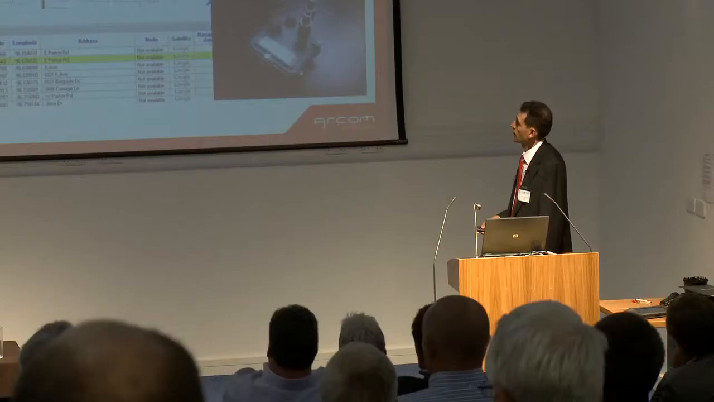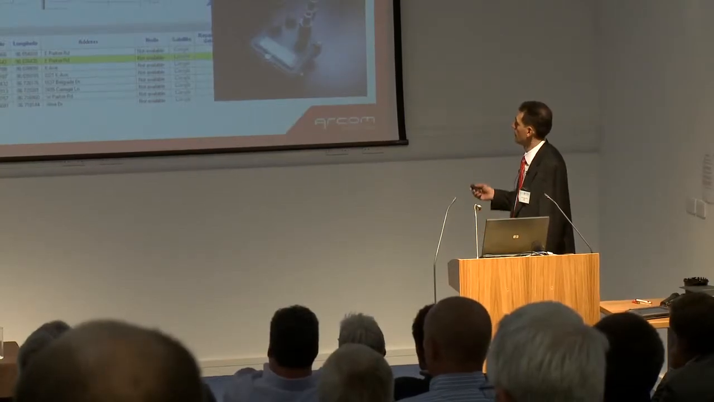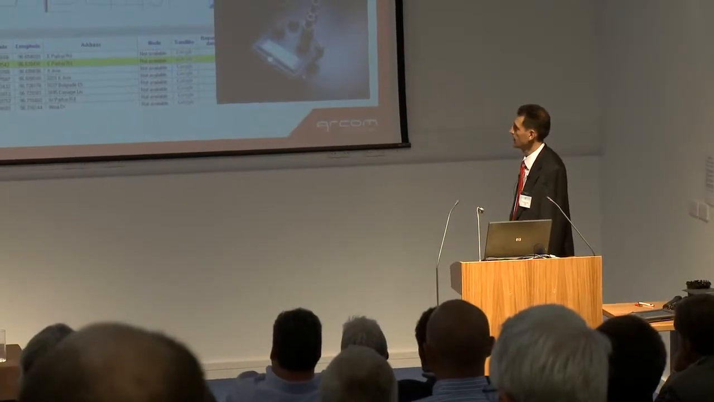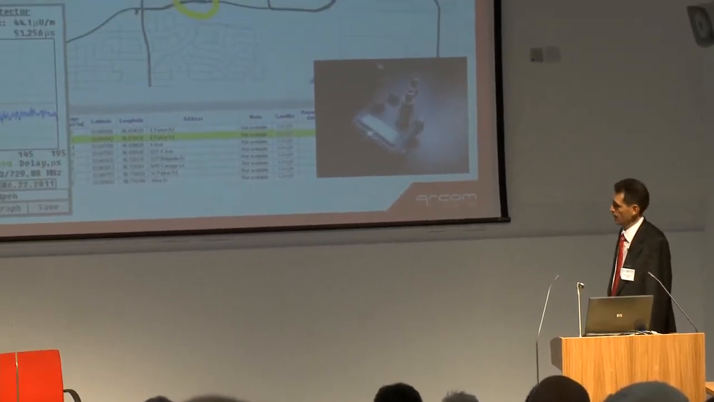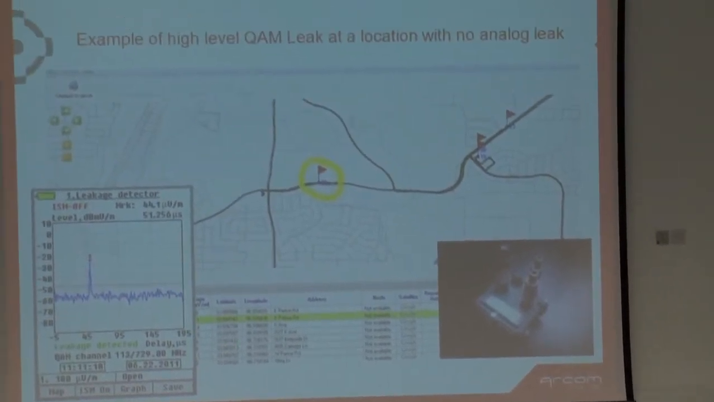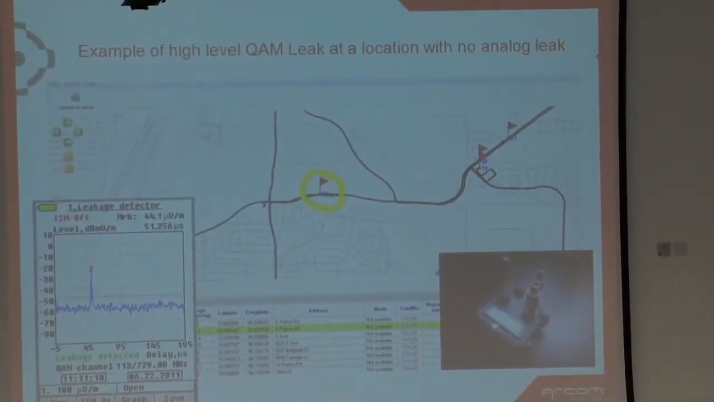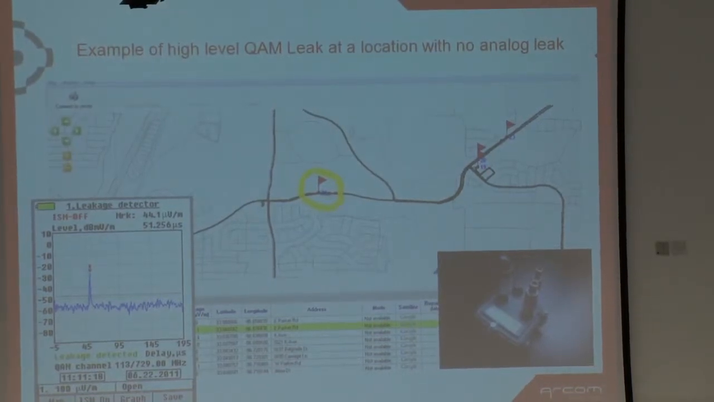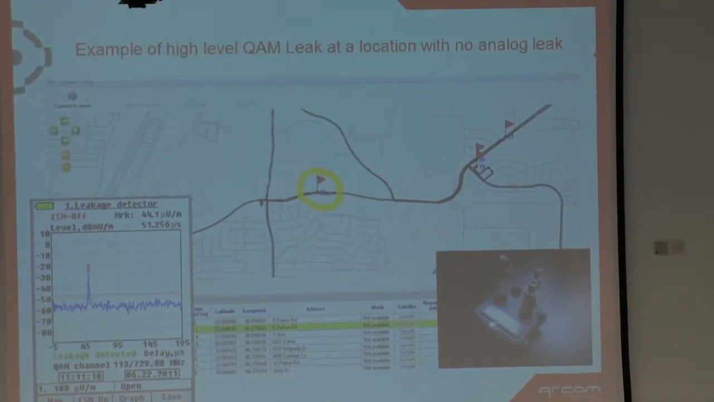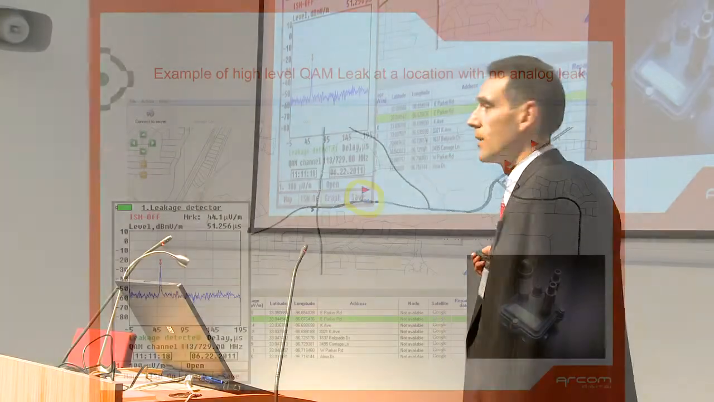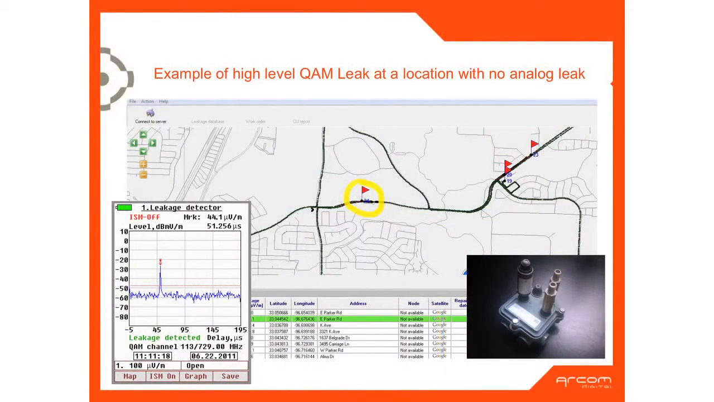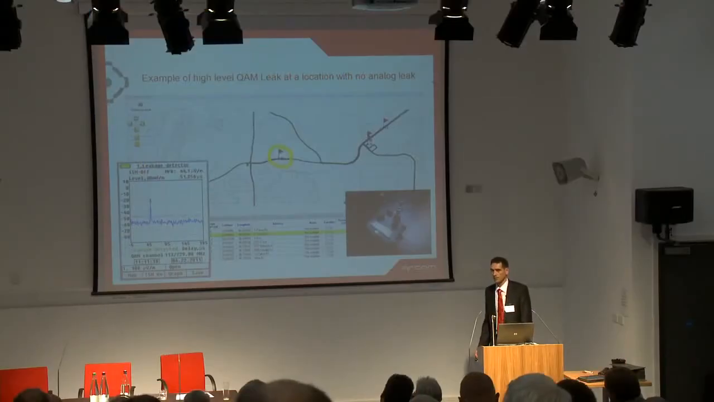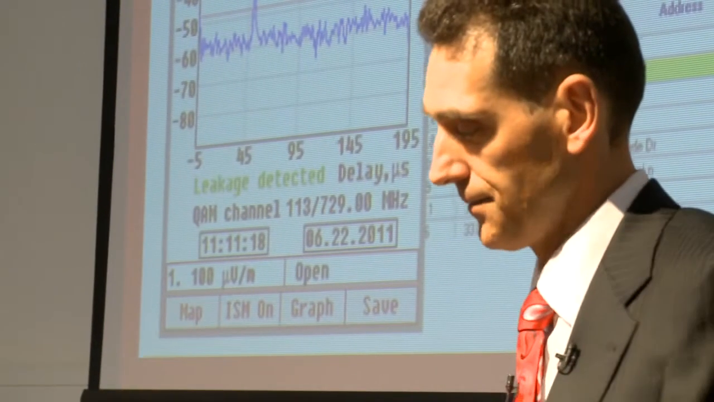Here is a record of the map with the device that we're talking about that was leaking and was not leaking with lower frequencies. It was tested at 729 megahertz frequency. On the left-hand side lower corner of the screen is the screenshot of the handheld device with the signal visible. The peak represents the time delay of the leakage signal.